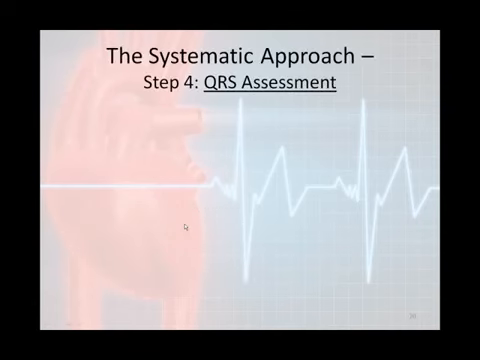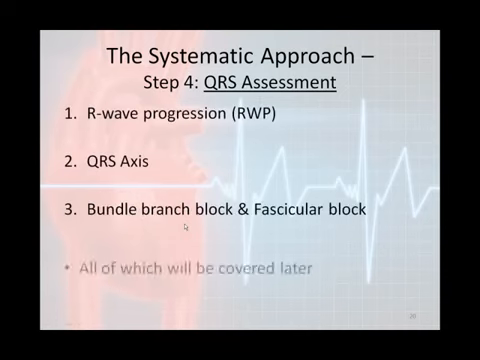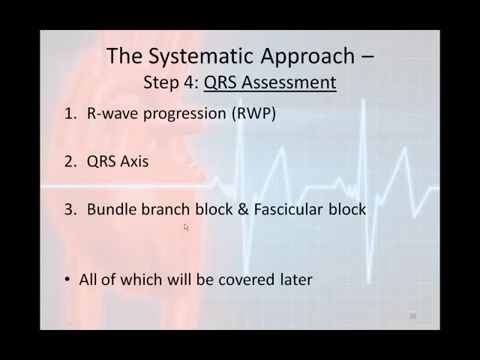So step 4 is going to be the QRS assessment. In the QRS assessment, you're going to look at the R wave progression, you're going to look at the QRS complex and determine the QRS axis and the hexaxial leads, and then you're also going to determine bundle branch and fascicular blocks. So there are 3 subcategories for this one, all of which will actually be covered later.